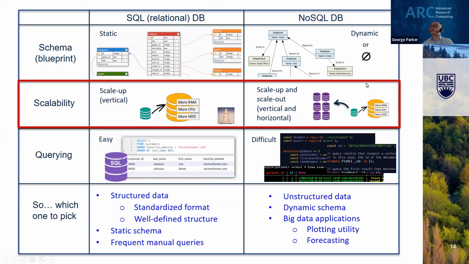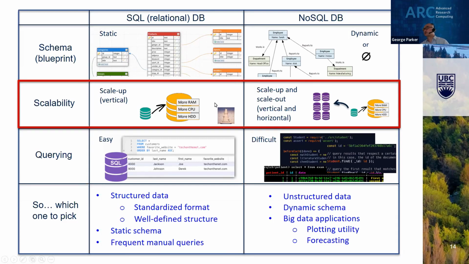Scalability. A SQL database can be scaled vertically by adding more RAM, more CPUs, and storage. It's just like a wedding cake. You can keep adding layers on top of the other until you reach a certain level. When you hit the cap, you cannot scale your SQL database anymore. So that is the downside.